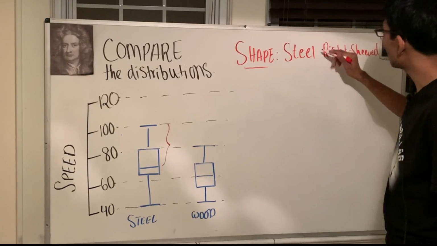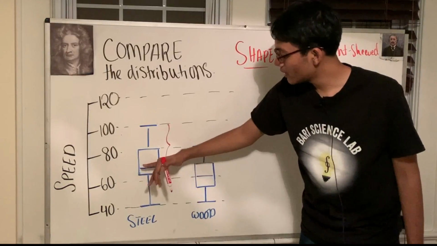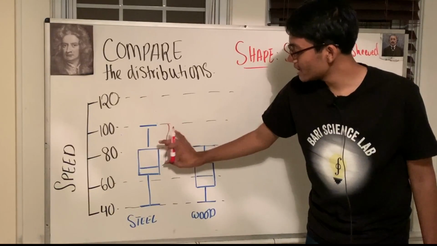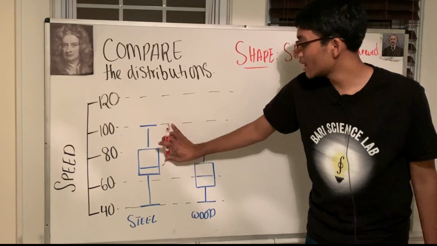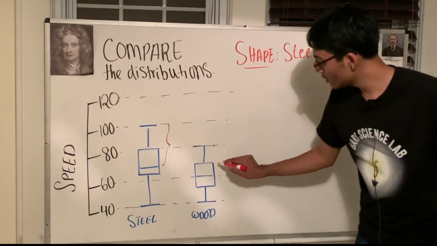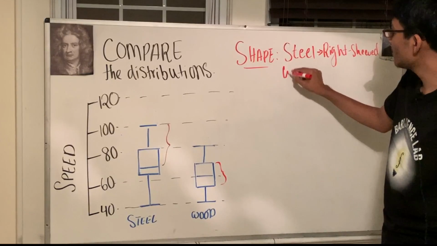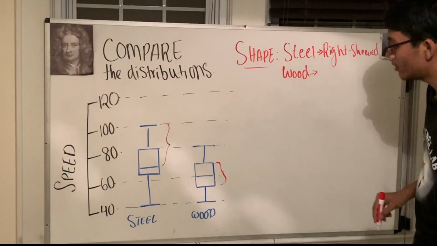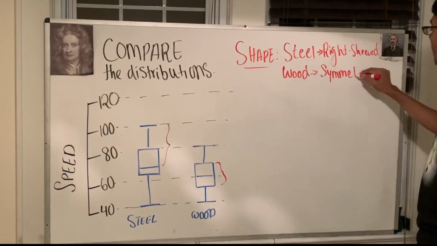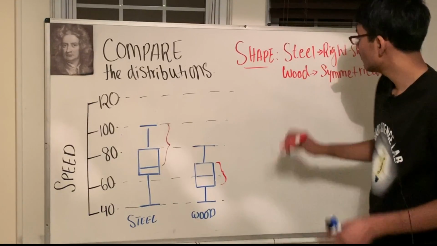So I've already got one in the box. Steel is going to be right skewed because you can see my median doesn't cut the box in half. It leaves a lot of space here, meaning that I've got a lot of data values scattered over a wide range, giving me a right skewed distribution. On the other hand, you can see this median cuts the box exactly in half, so I can speculate that the distribution of the speed of wooden roller coasters is symmetrical. Now we're done with shape.